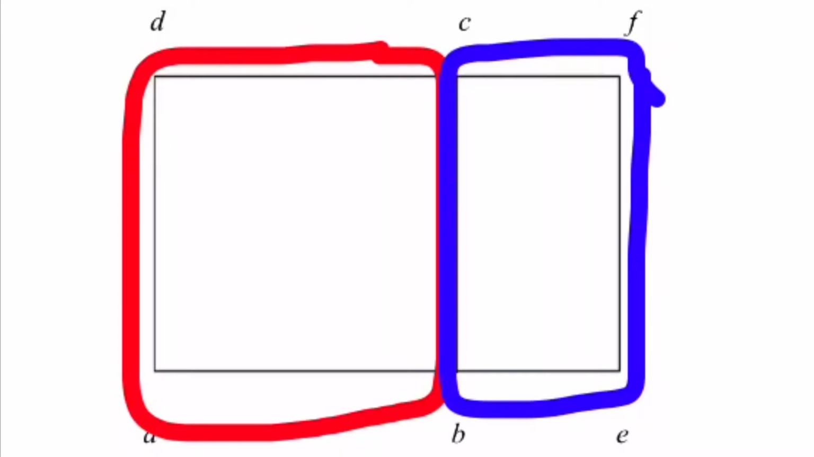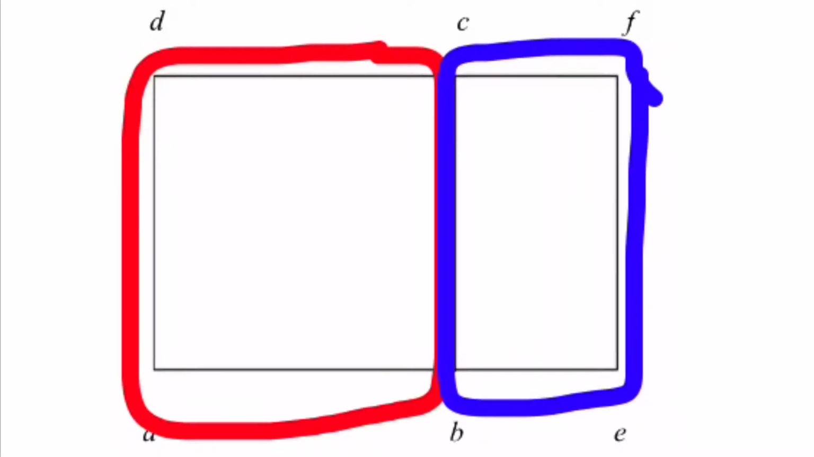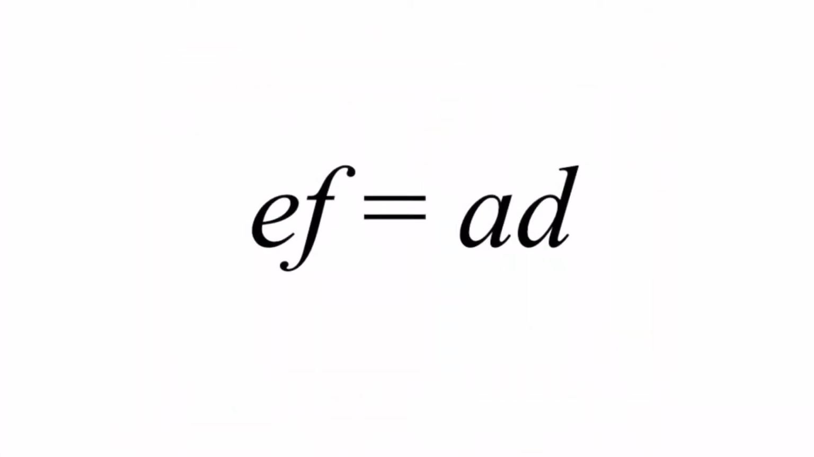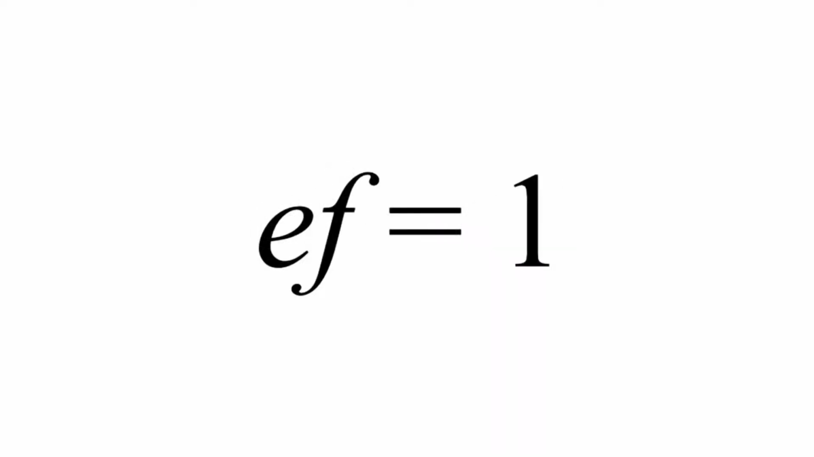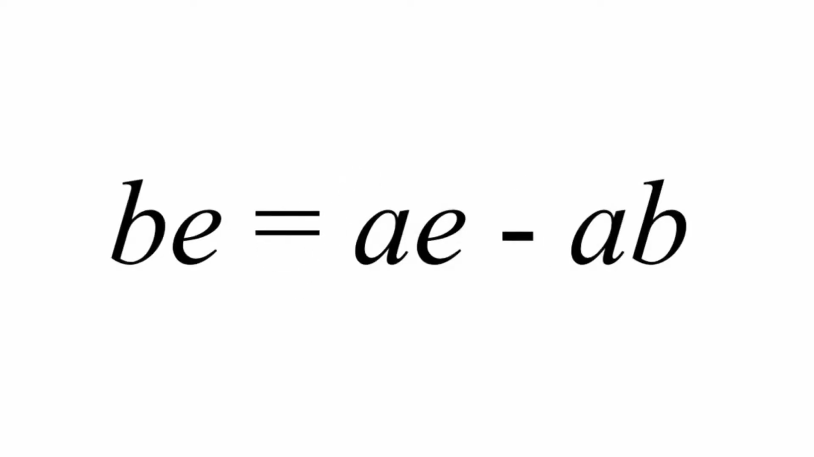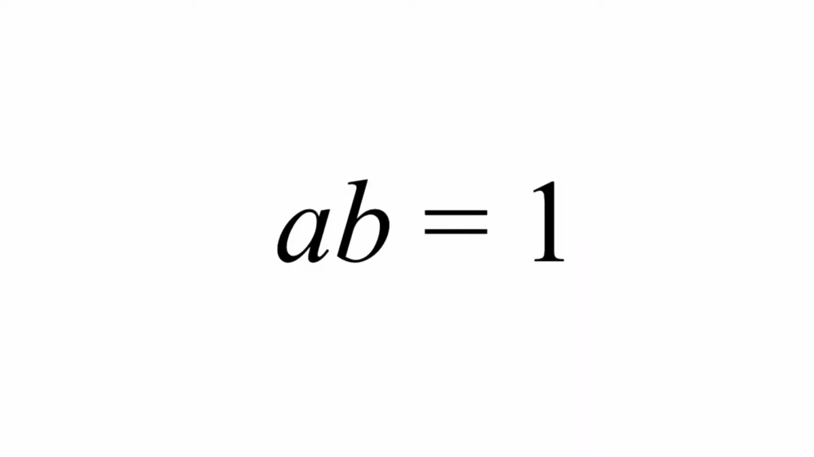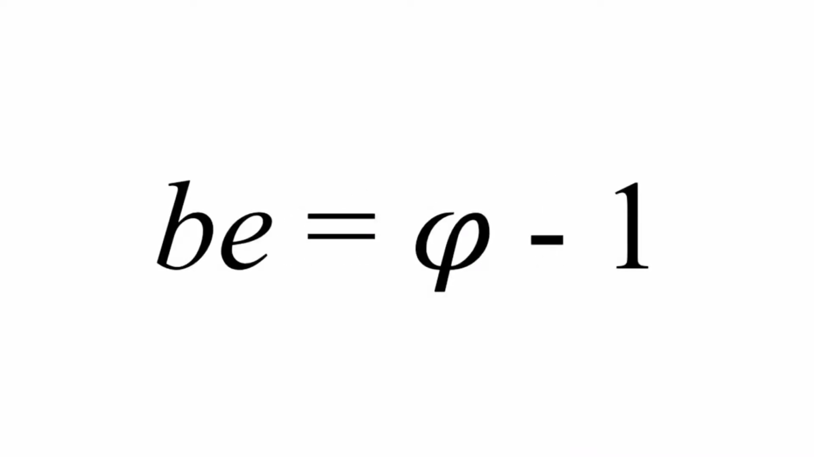Therefore, we need to show that the ratio of its longer side to its shorter side, or EF divided by BE, is phi. First, we need to find the lengths of the sides of the smaller rectangle. Since EF equals AD, then EF must equal 1. To find BE, we know that BE equals AE minus AB. Because AE equals phi and AB equals 1, then that must mean that BE equals phi minus 1.